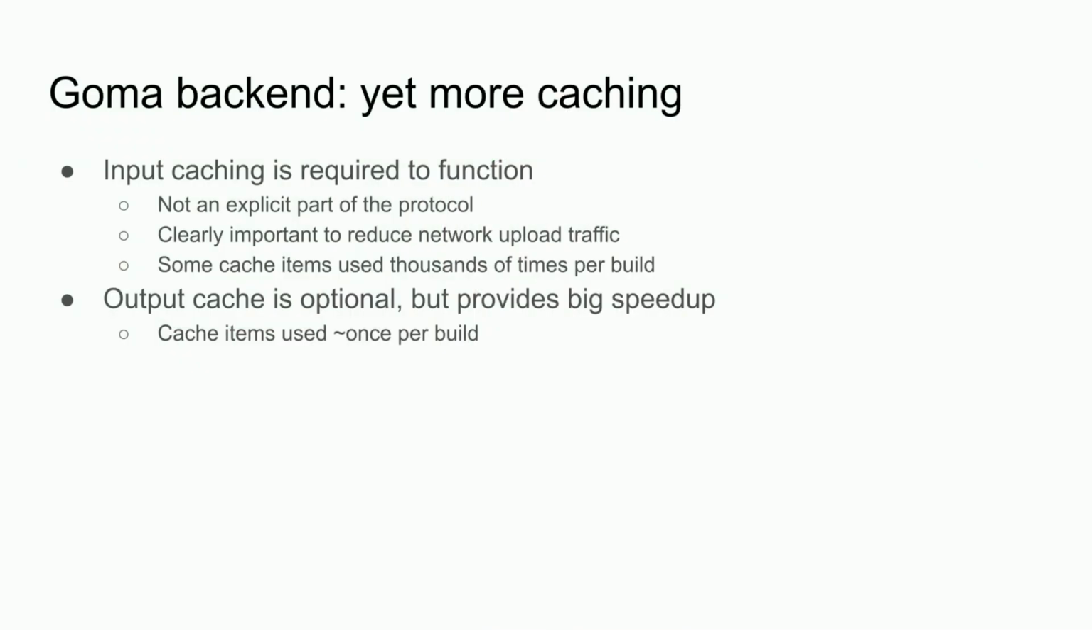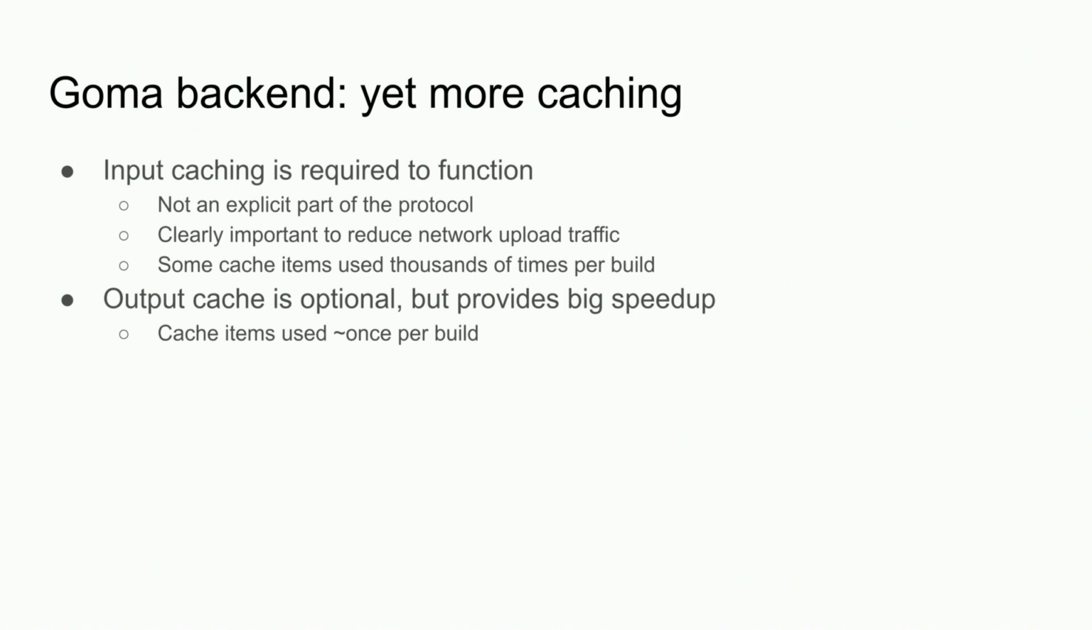On the back end, there's more caching still. Input caching is required to function because if the Goma client guesses wrong and doesn't upload all the required inputs, you get another request. The Goma client will try to just upload the inputs that were missing the last time. If the Goma client was to try and upload all the inputs on every exec, then you'd have no better than uploading preprocessed source from a bandwidth point of view. So input caching is not an explicit part of the protocol, but it's required to function. Output caching is completely optional, but gives you a big speed up.